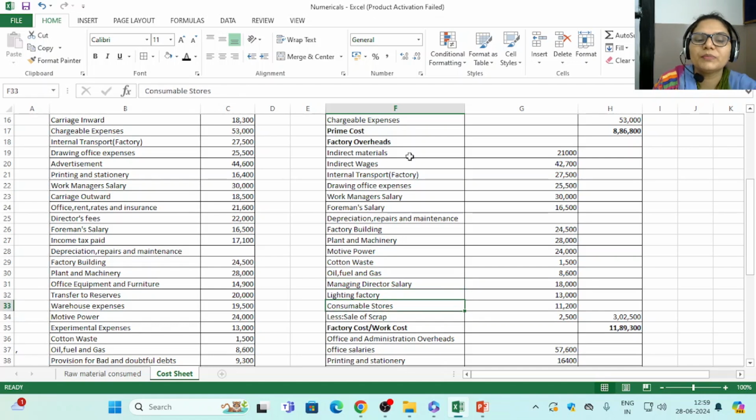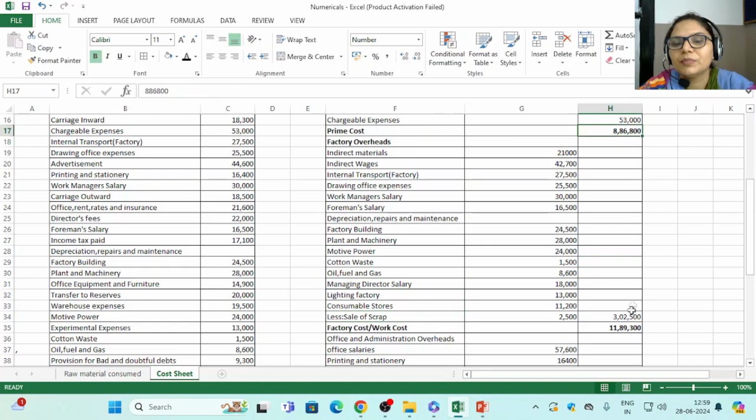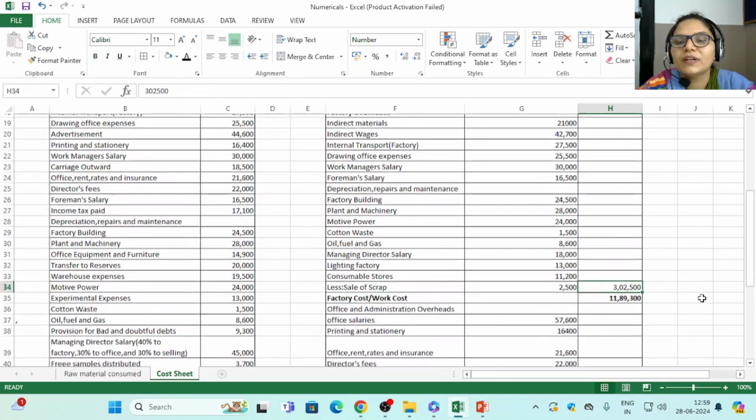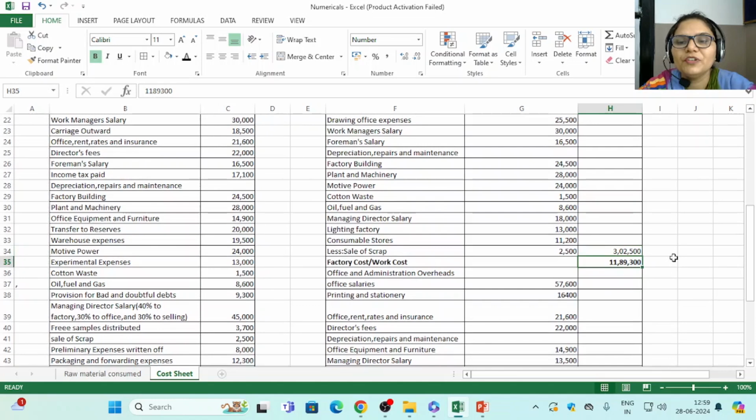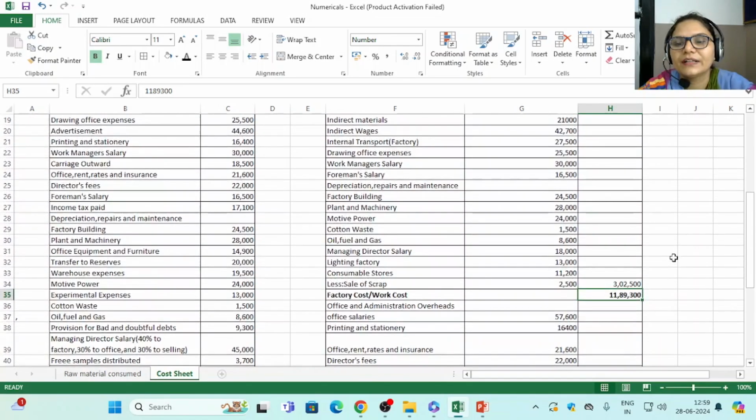Lighting, factory, consumable stores, and less, we will deduct the value of scrap. After adjusting these values and adding all of them to the prime cost, prime cost plus factory overheads, we will arrive at the factory cost value.